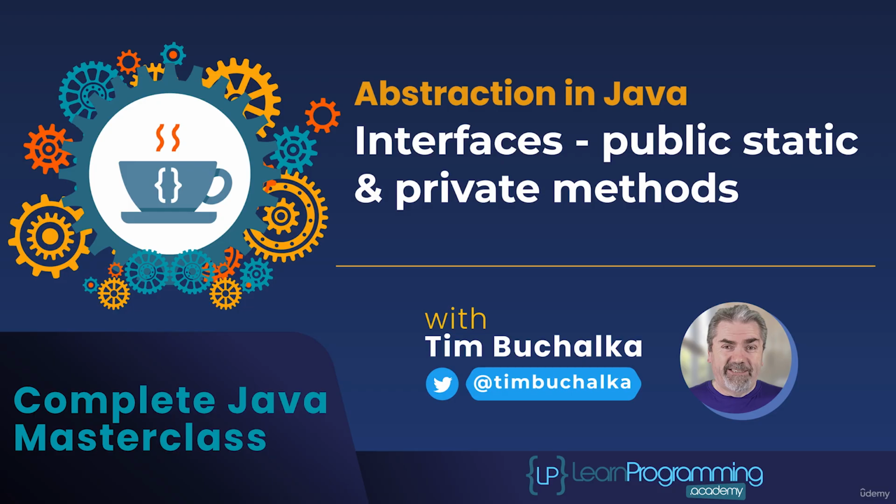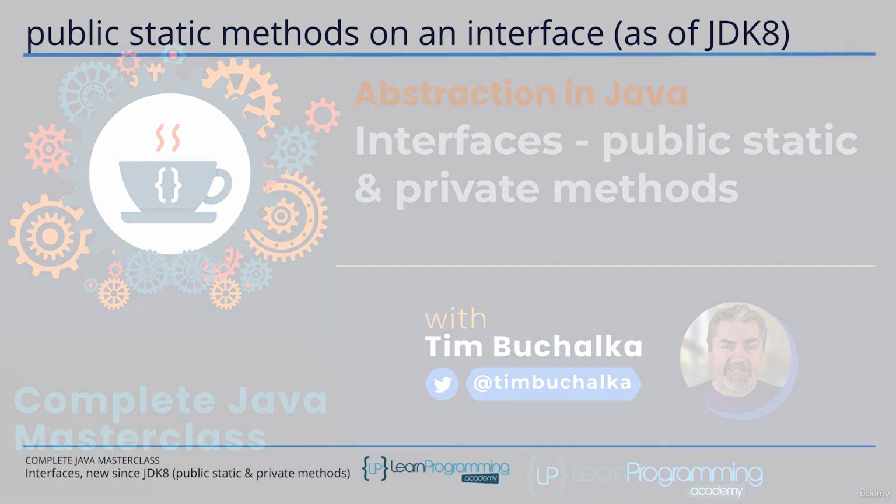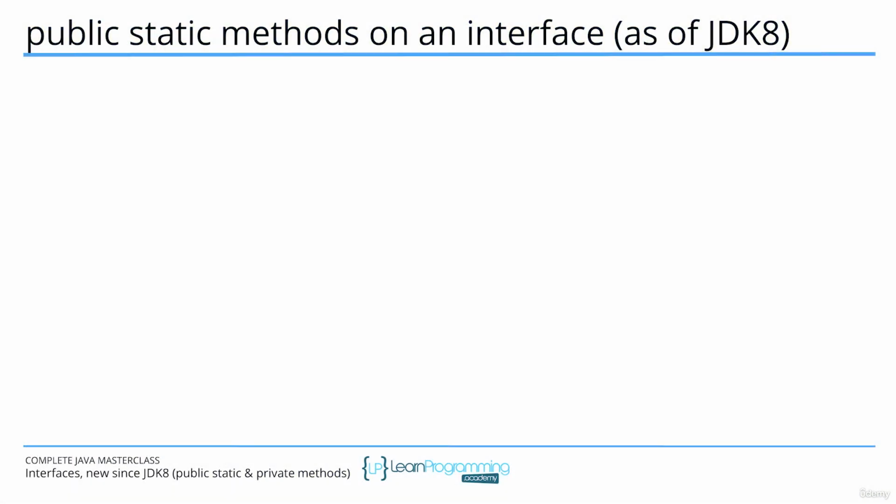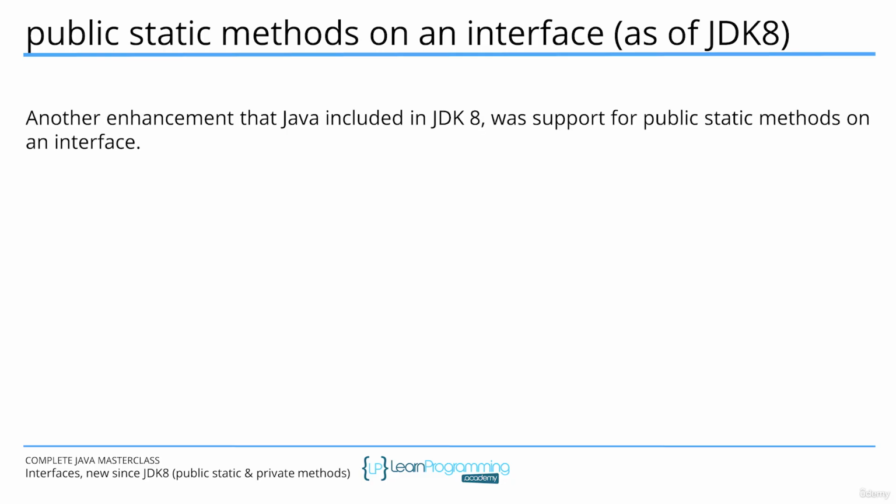In the last video, I talked about the default method and why it's such a welcome improvement to Java. It lets us extend an interface's functionality while staying backwards compatible. Another enhancement that Java included in JDK 8 was support for public static methods on an interface. Before JDK 8, an interface would often come packaged with a helper class that provided static methods. With this change, the static methods can be included on the interface type itself.